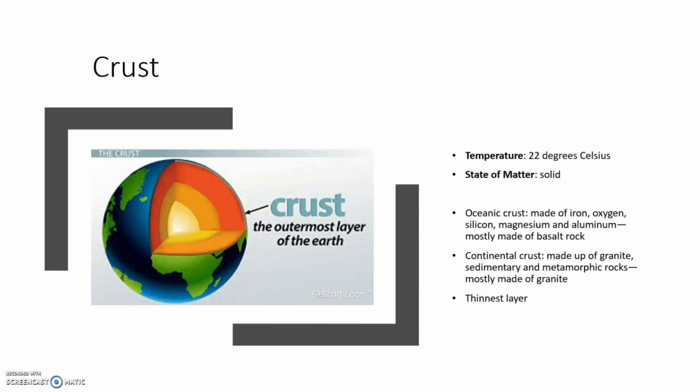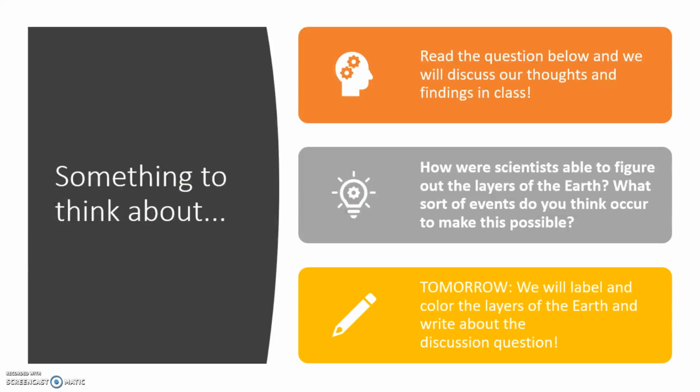So what I now want you to think about, if you have any questions, let me know tomorrow. We can discuss that. But a major question that I want you to think about is, how were scientists able to figure out the layers of the Earth? What sort of events do you think occur to make this possible? To give you a hint, and of course you can do your own research if you want, you can think about it on your own, whatever you want to do, but to give you a hint, think of natural disasters, natural occurrences, stuff like that.